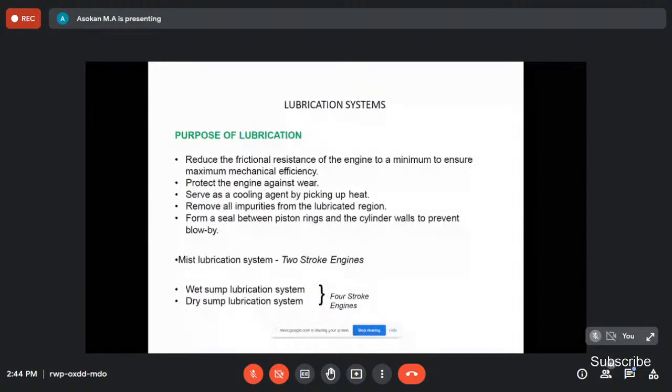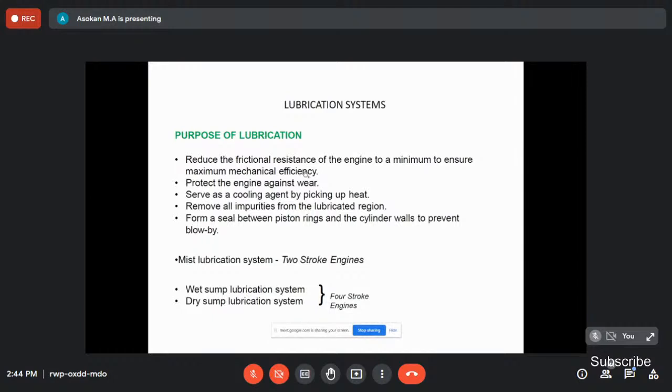For example, the piston and the cylinder. The piston and cylinder move in a very rapid manner. So due to friction, the piston size decreases and the cylinder size gets enlarged. So we reduce the friction resistance. That's why we provide the lubrication, right?